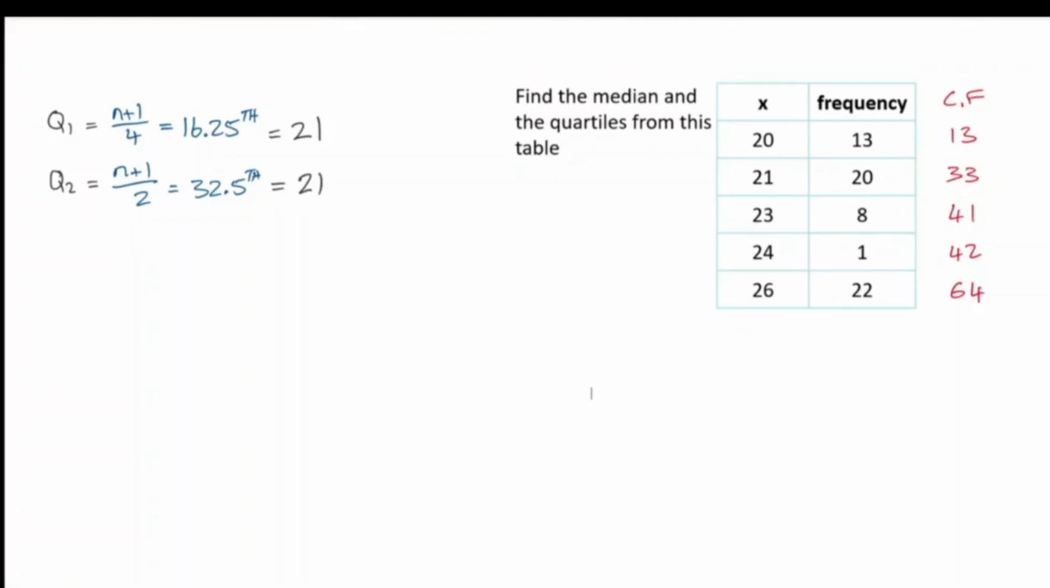If we have a look at the cumulative frequency, we know that we had 21s all the way from the 14th value up to the 33rd. So almost at the end of the 21s, we have the 32nd and the 33rd value.